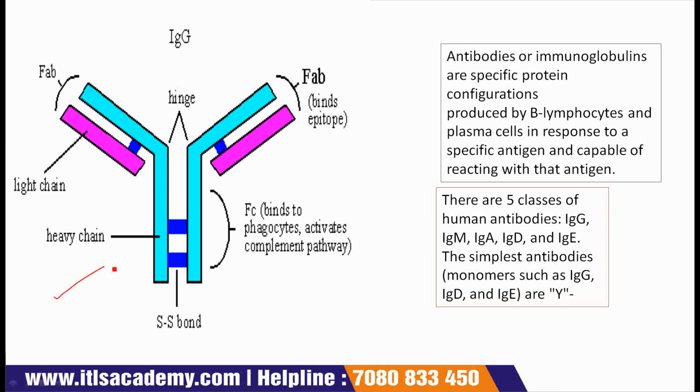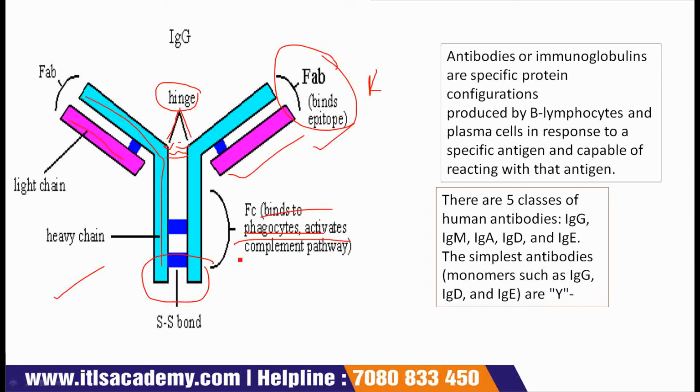This is a structure of antibody molecule. You can see this is heavy chain and this is light chain. This is hinge, a region that forms a connection between these two chains. This is Fab segment and this is Fc segment. Fab segment binds any incoming antigen, or we can say it binds epitope, while the Fc segment binds to phagocytes and it activates complement pathway.